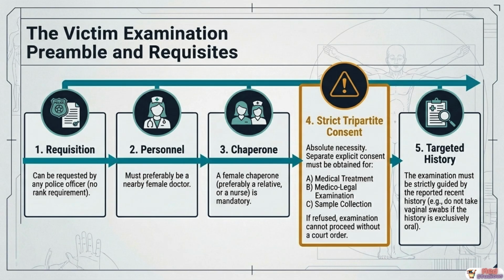Step 1 is the requisition. The examination can be requested by any police officer, regardless of rank. There is no minimum rank requirement for victim requisition. This is an important distinction from the examination of the accused. Step 2 is personnel.